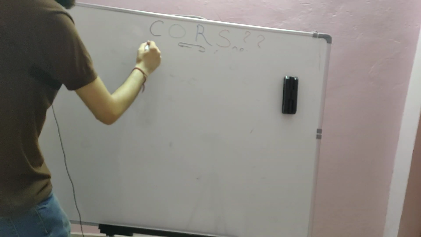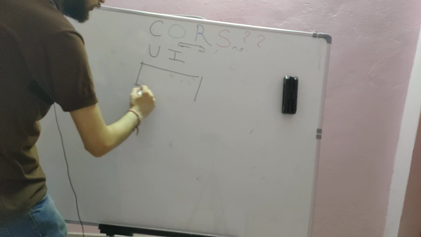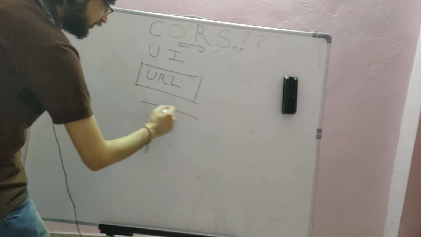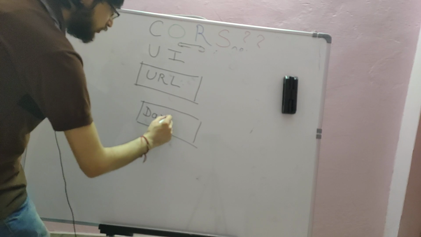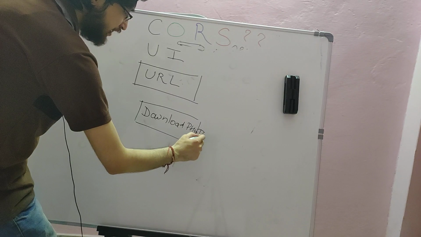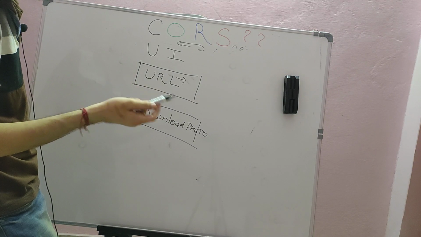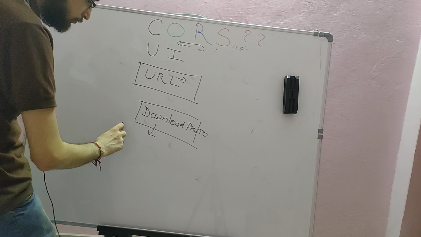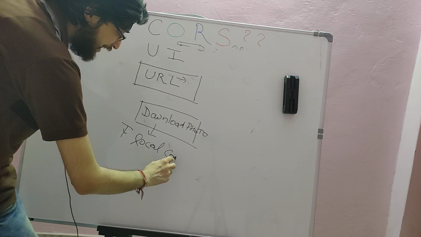Let's suppose this is our user interface, and inside it we have an input field. Here you can write any sort of URL on the internet, and then there is a button which says download photo. This is essentially the application that we are trying to develop. You give it any URL present on the internet, and if you click this button, we expect that the image should be downloaded on our local computer.